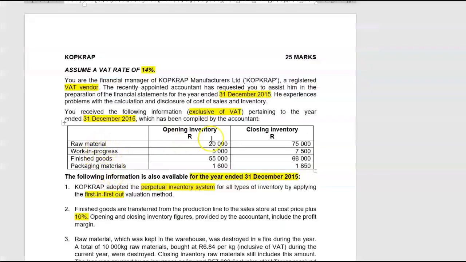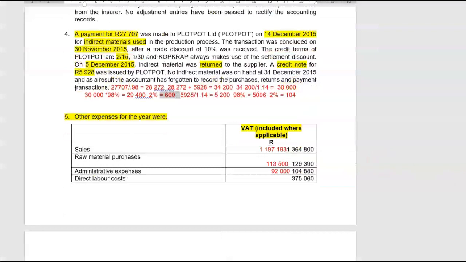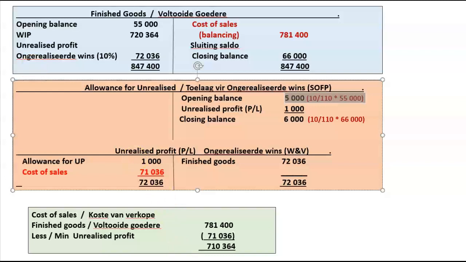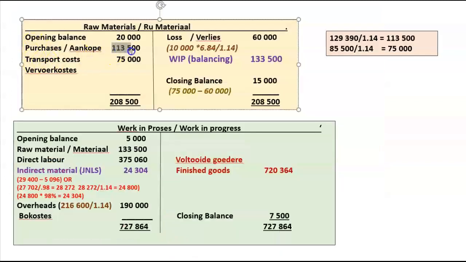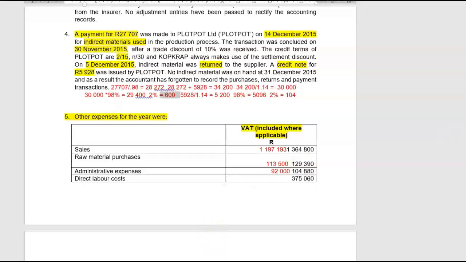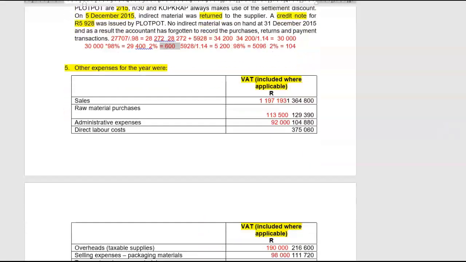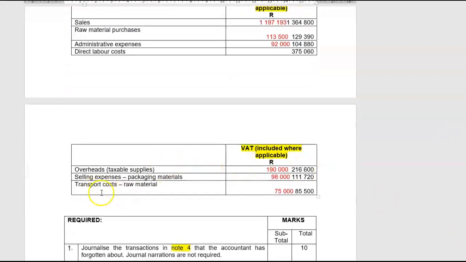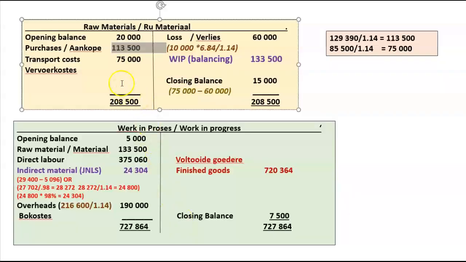Good. Then we have purchased raw materials, and there's the amount, 113,500. So raw materials purchases, 113,500. There was also transport costs on the purchases of raw materials. So here transport costs, raw materials, 75,000 Rand, and there it is, 75,000 Rand.